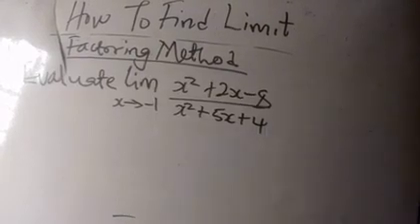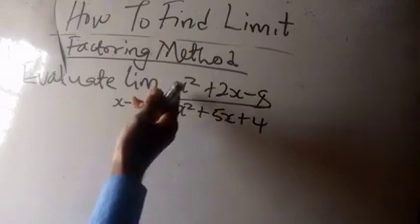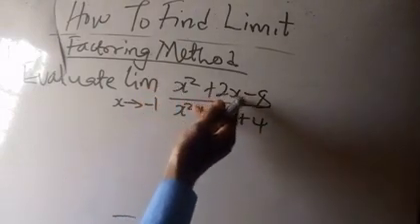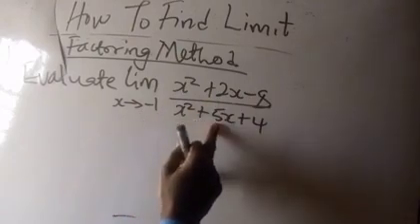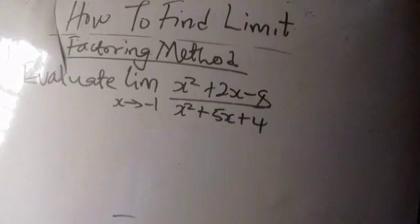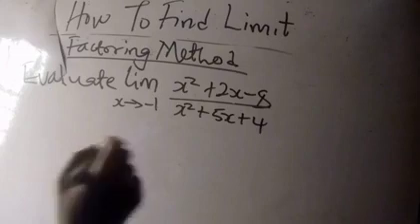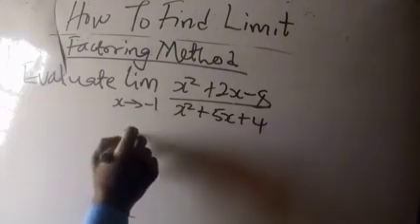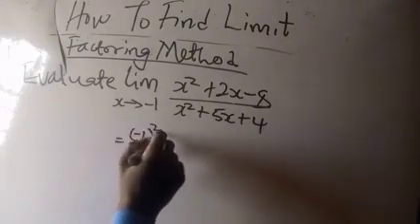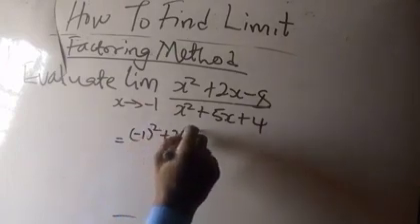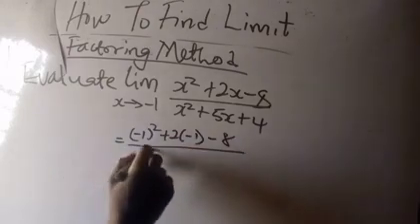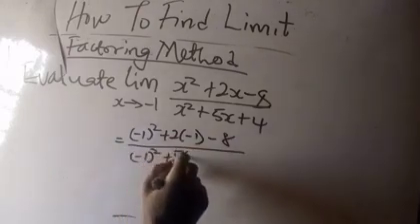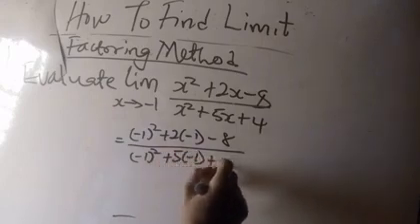There is another example on the board. Evaluate the limit of x squared plus 2x minus 8 divided by x squared plus 5x plus 4 as x approaches minus 1. If we tend to use the substitution method, let us see what will happen. So we slot in minus 1 squared plus 2 times minus 1 minus 8, divided by minus 1 squared plus 5 times minus 1 plus 4.